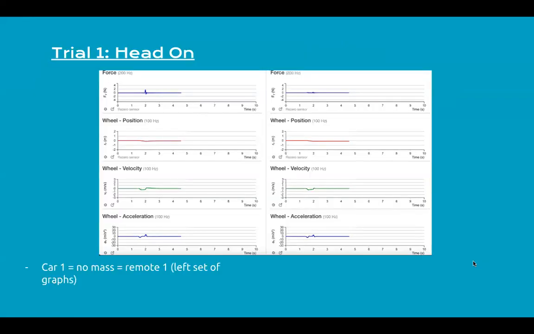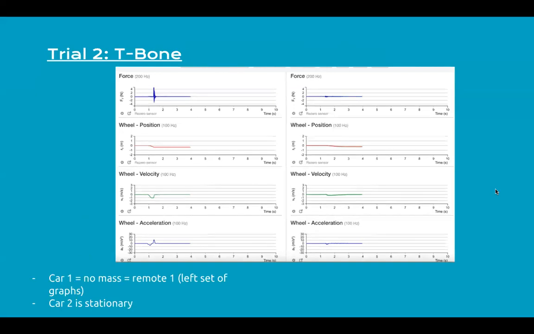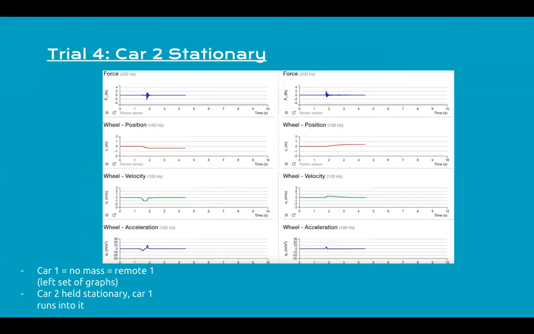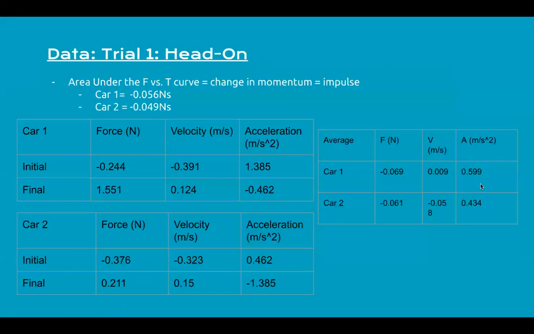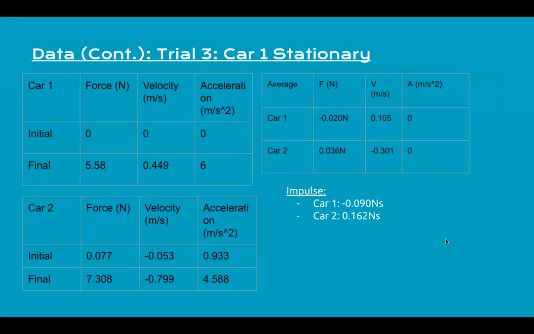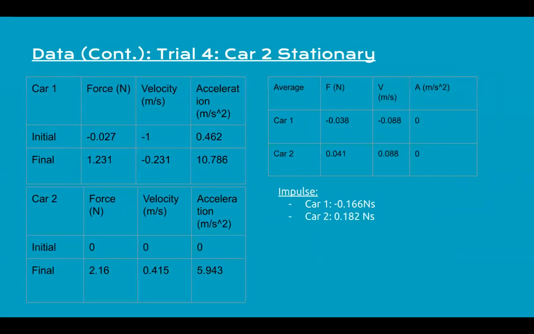So looking at the data, this was the data produced for the head-on collision, and the left-hand set of graphs is for car 1, which was massless. This was what was produced for the T-bone. This was what was produced for the car 1 stationary one-way collision, and then this was produced for when car 2 was stationary. So we found for the head-on collision that car 1 had a greater magnitude of momentum change. For the T-bone, we found car 2 had a greater momentum change, and also the same for the one-way where car 1 was stationary, and also the one-way where car 2 was stationary.